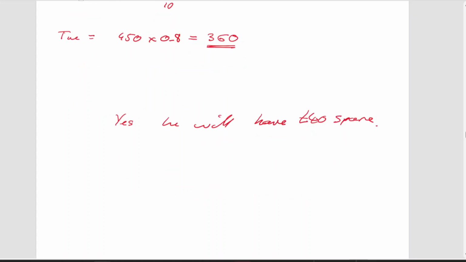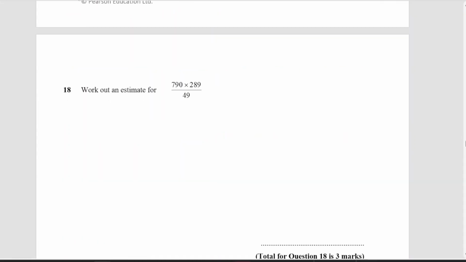Okay, question 19. So work out an estimate. In estimation questions, you'll never get anything for going more accurate than one significant figure. So I treat this as 800 times by 300 divided by 50. How you do that is completely up to you. I would probably knock my 0 off there and then say 30 divided by 5 is 6. So that's going to be equal to 800 times by 60.